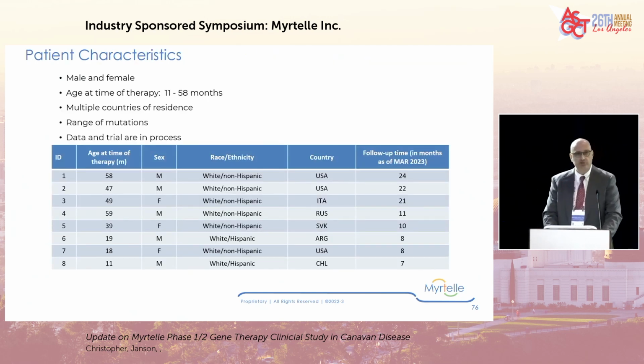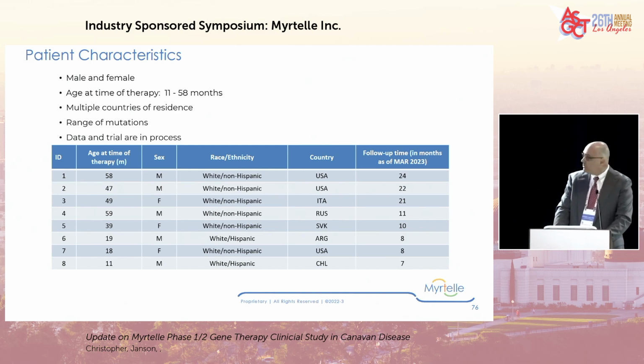So this table shows our patient characteristics, which, as you can see, are roughly half male and half female and span an age from 11 to 58 months at the time of treatment. The oldest and sickest patients were treated first. There was a hiatus in enrollment between patients 1, 2, and 3 and patients 4 through 8 due to vector production issues, and thus we currently have 6-month data on all patients right now, but are still collecting the 12 to 24-month data on later patients.